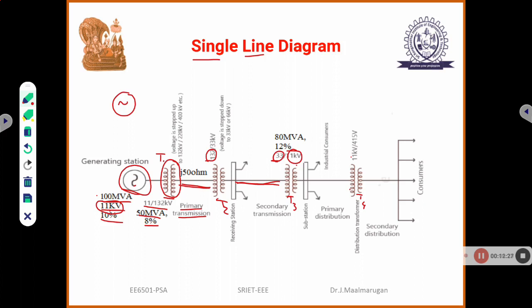So the key point in the single line diagram is that the generator is always connected with the step-up transformer. The receiving side has the step-down transformer.